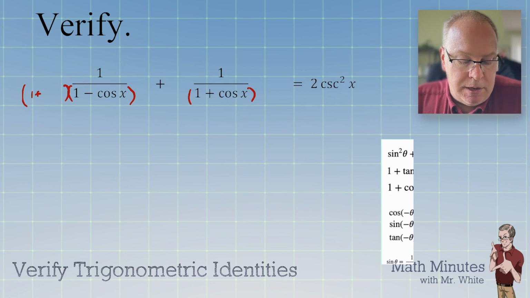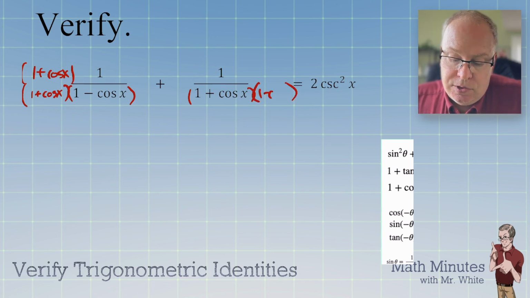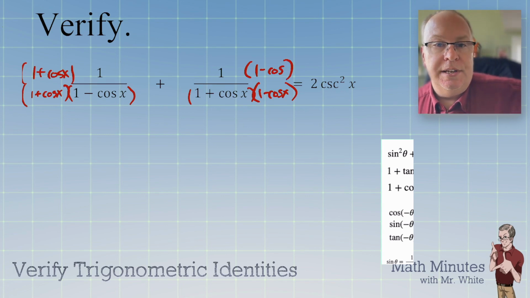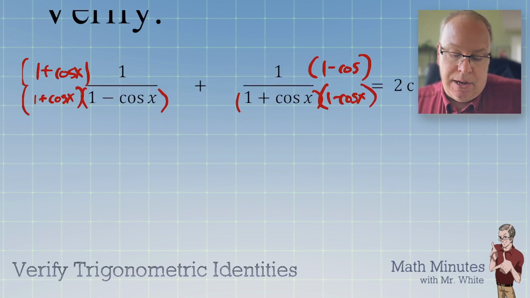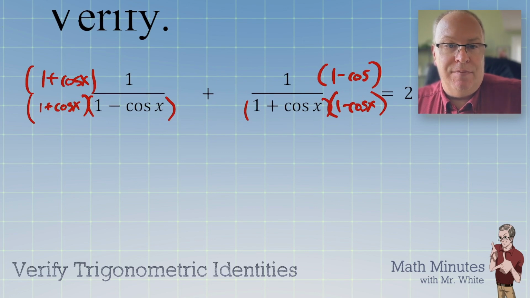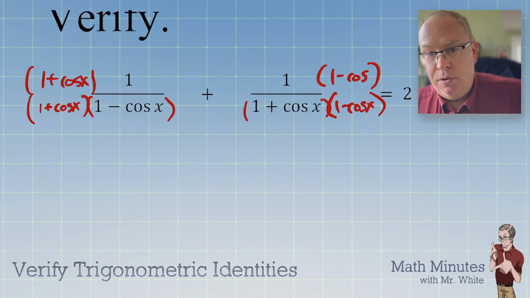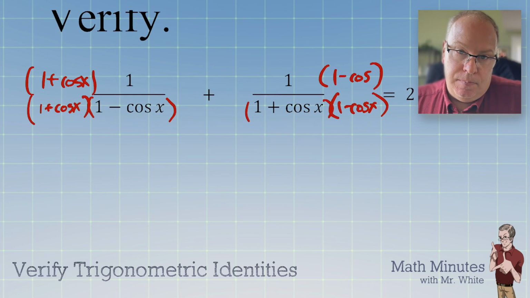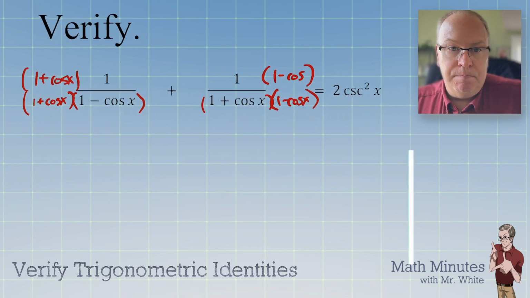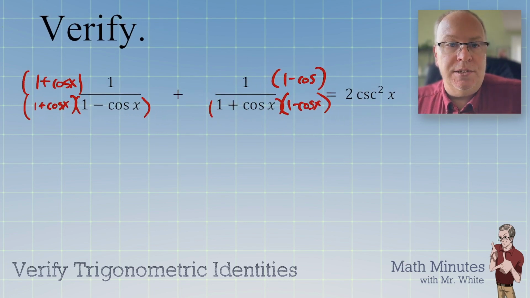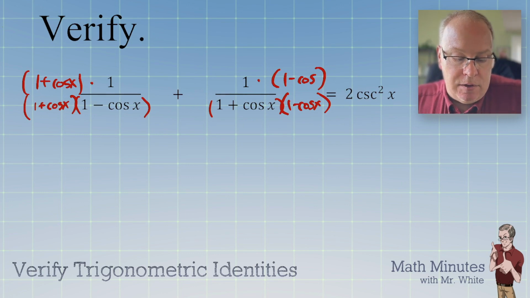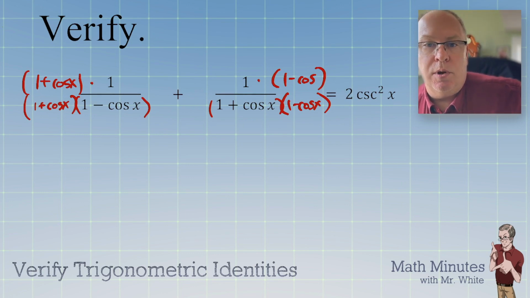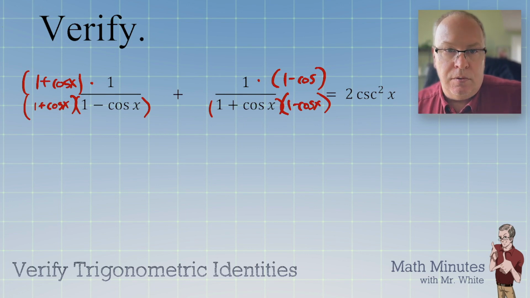So this needs a 1 plus cosine. Whatever you do to the bottom, you do to the top. 1 plus cosine. This one needs a 1 minus cosine. 1 minus cosine. You see now the fractions have the same denominator: 1 plus cosine, 1 minus cosine. And the top was just along for the ride. Since there's ones on the top, we don't have to do any distributive property, but if those were numbers, of course, we'd have to do our distributive property.